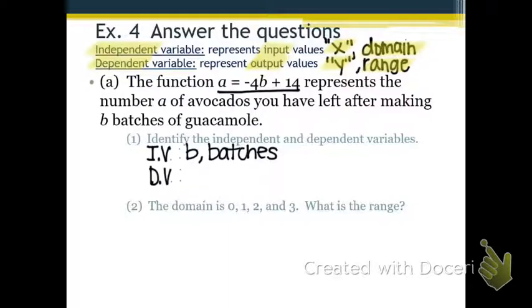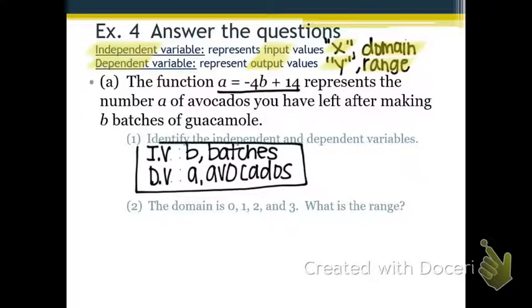So what is our dependent variable? What's sitting there waiting to see what happens on the other side? A. So our dependent variable is our avocados. We won't know how many avocados we have left until we've decided how many batches of guacamole we want to make. So make sure not only do you write down A, but you write down what it represents, which is avocados. So there's your independent and there's your dependent. Are there any questions?